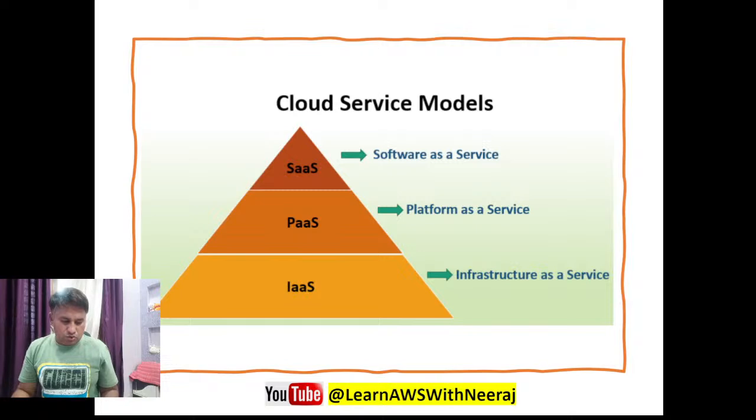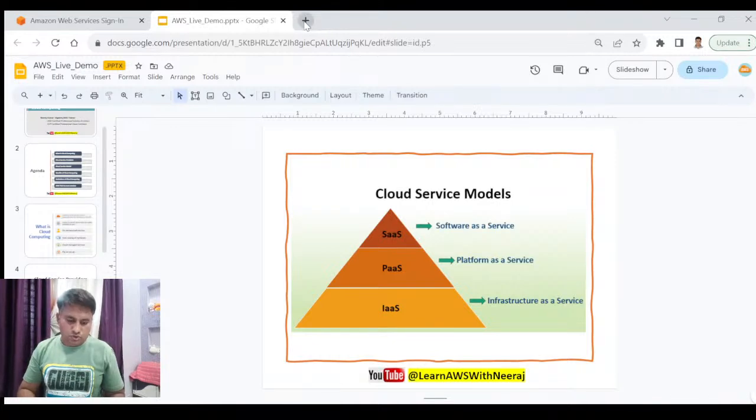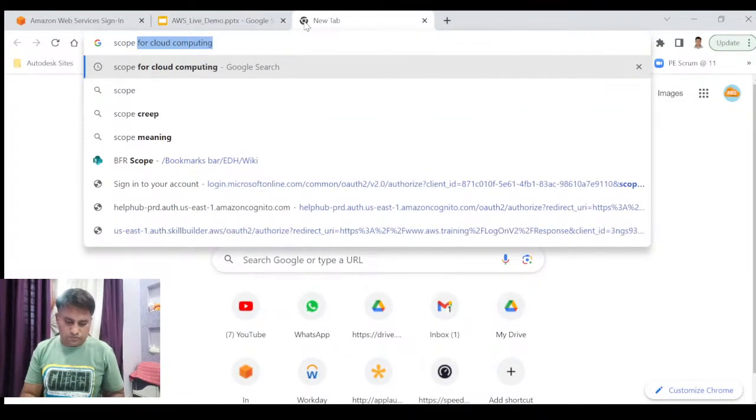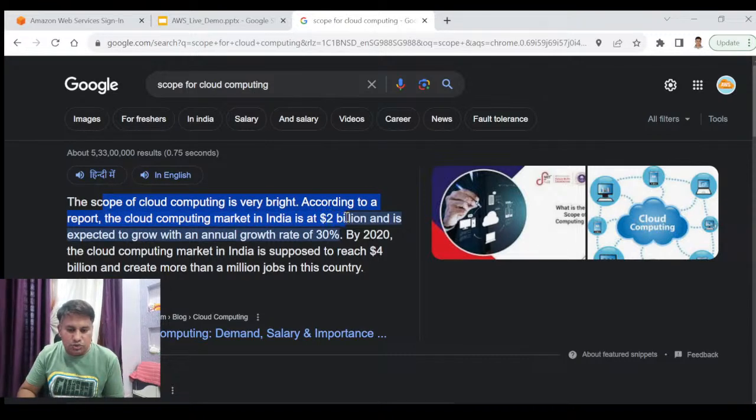So I will show you one thing because someone asked about the scope of the job, right? If I go to Google and search for scope for cloud computing, let's see what it will say. It says that the scope of cloud computing is very bright. According to a report, the cloud computing market in India is 2 billion and expected to grow with an annual growth rate of 30%.